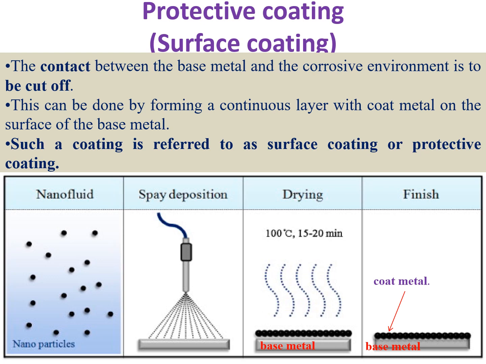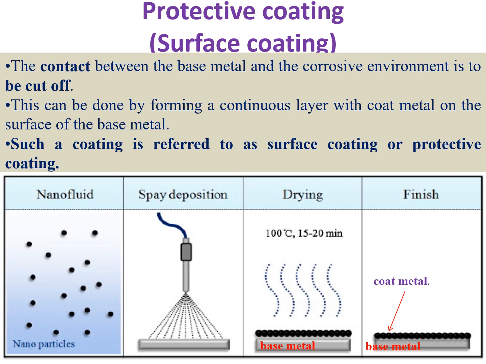The basic principle in this process is that the contact between the base metal and the corrosive atmosphere should be cut off. The interaction between the base metal and the corrosive environment should be cut off. Then there is no oxidation, there is no corrosion. This can be done by forming a continuous layer of coat metal on the surface of the base metal. I will explain what is coat metal and what is base metal. If you make a continuous layer on the base metal with coat metal, you can protect the base metal from corrosion. Such a coating is referred to as surface coating or protective coating.